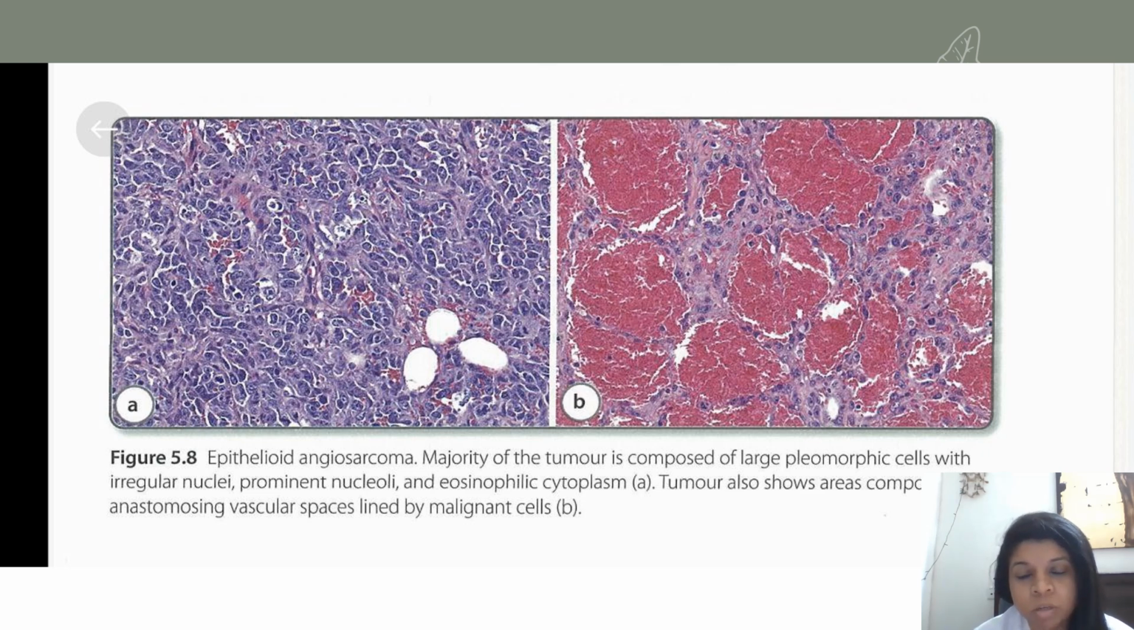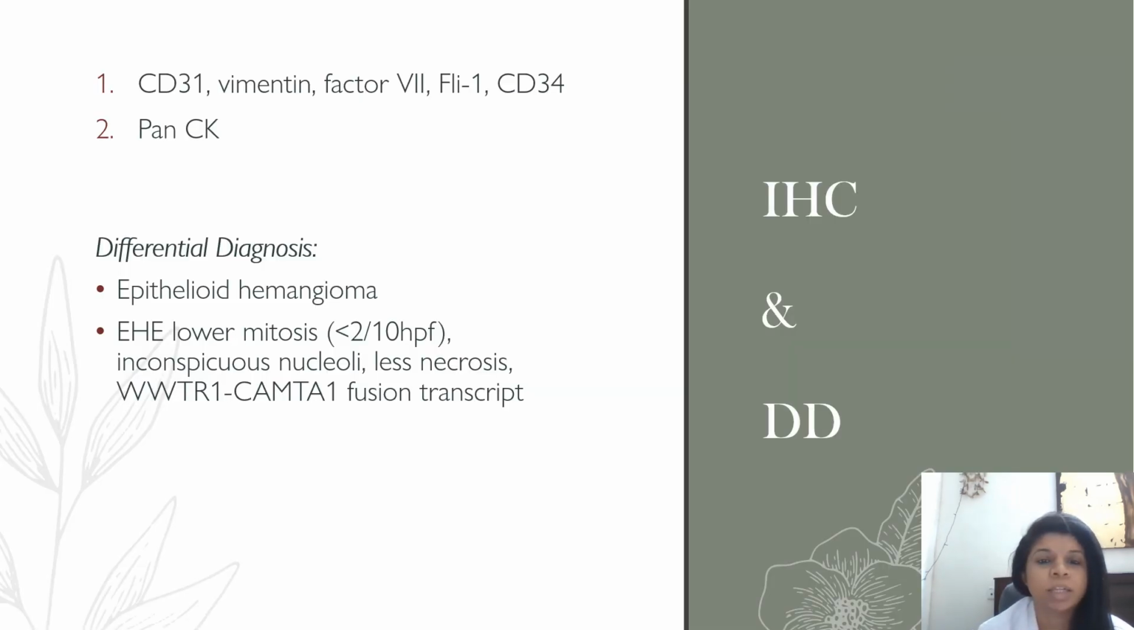You can see the vascular spaces usually in hemangioma, that is capillary and cavernous hemangioma. You will see vascular spaces, but they are usually lined by plump endothelial cells with bland looking nuclei or with flattened cells. But here you can see these are lined by very malignant cells with irregular nuclei and high grade nucleus. So IHC wise, they show vascular tumor markers like CD31, 34, vimentin, factor 8, etc. And even pan-CK will be positive.